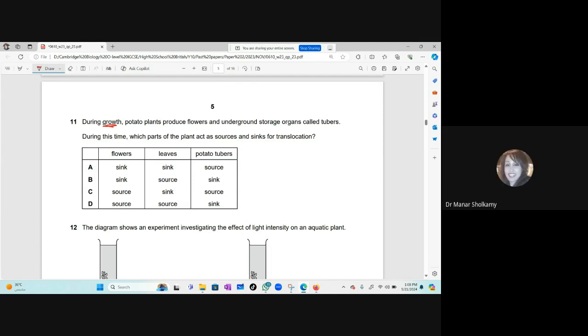No, no, no. Here we are growing, and during the growth, what are the sources? Yes, the leaves are the source. Okay, this is number 11. Yes, the leaves are the source.